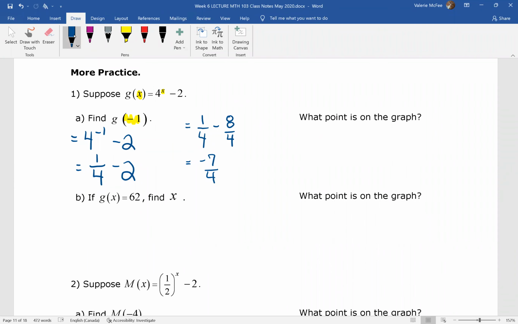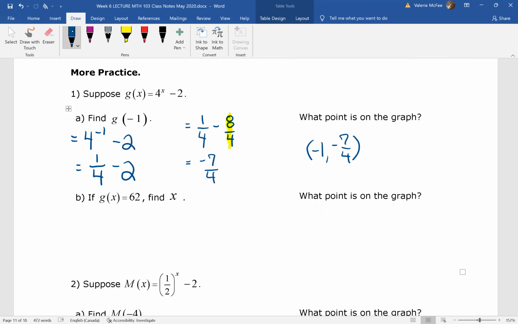So you found 4 to the power of -1 minus 2. You found the reciprocal of 1 over 4 and then subtracted. Remember that 2 is equal to 8 over 4, and this was equal to -7 over 4. When we ask what point is on the graph, remember that x is -1, and we evaluated the g of x, or y, as -7 over 4.